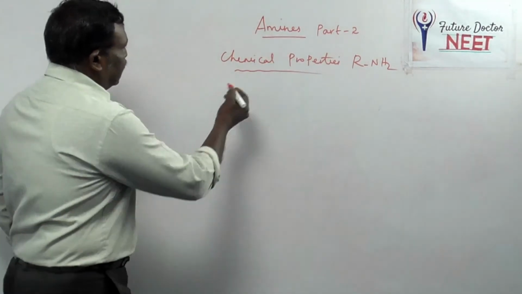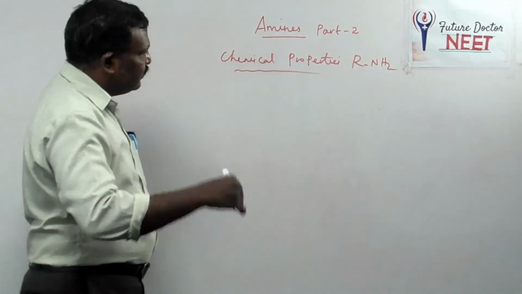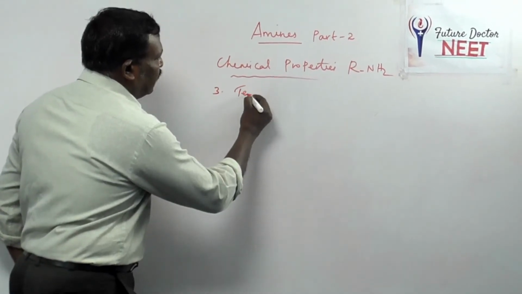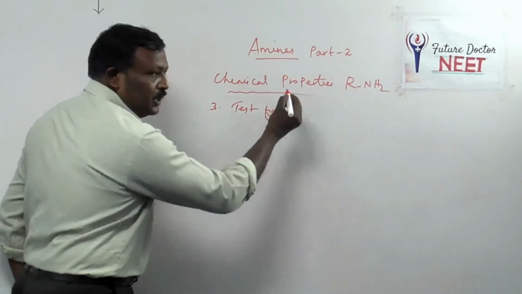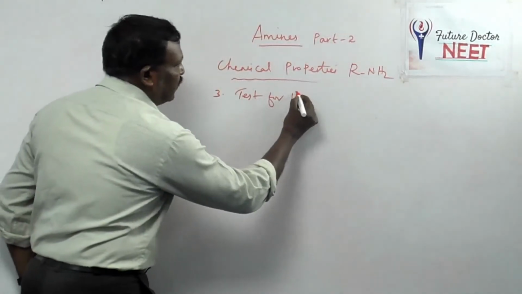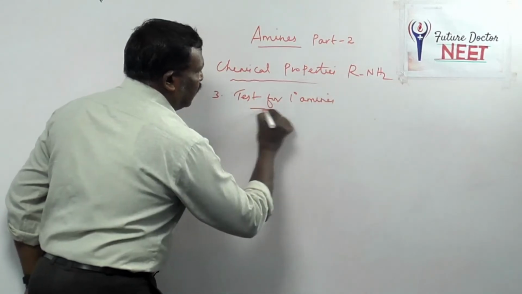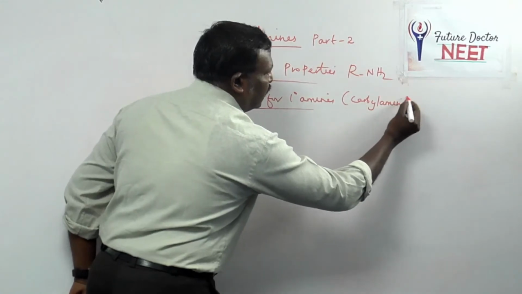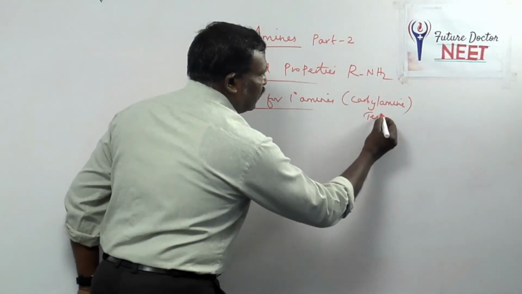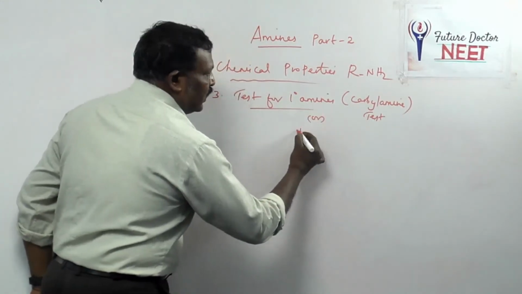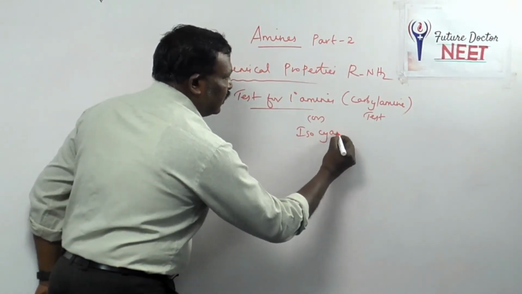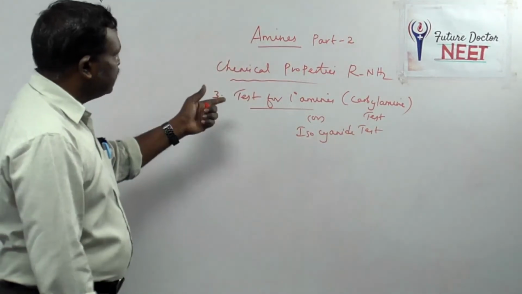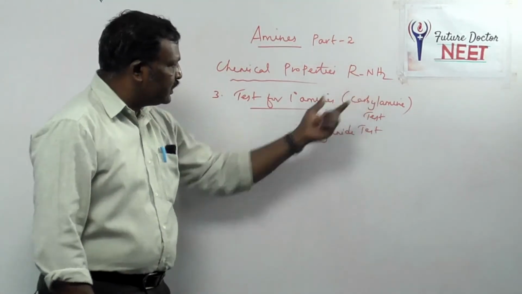Now here first one is here. We already saw some two properties last class. So then I put 3. Test for primary amine. Test for primary amine, or we can say carbylamine test, or we can say isocyanide test. Okay, understood? So many names: test for primary amine, or carbylamine test, or isocyanide test.